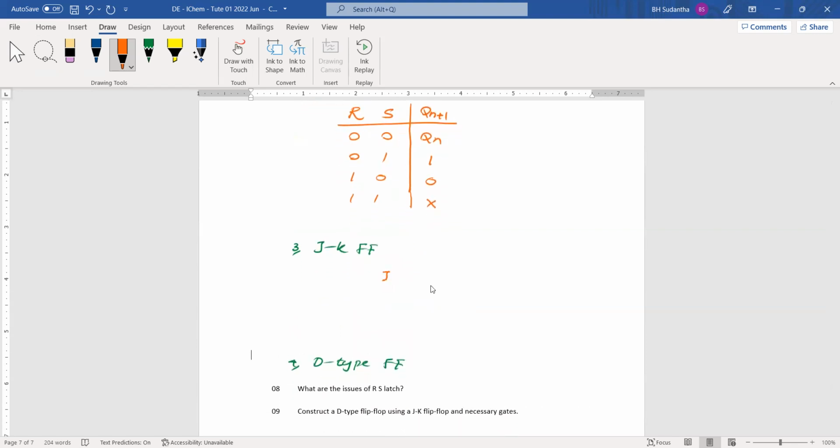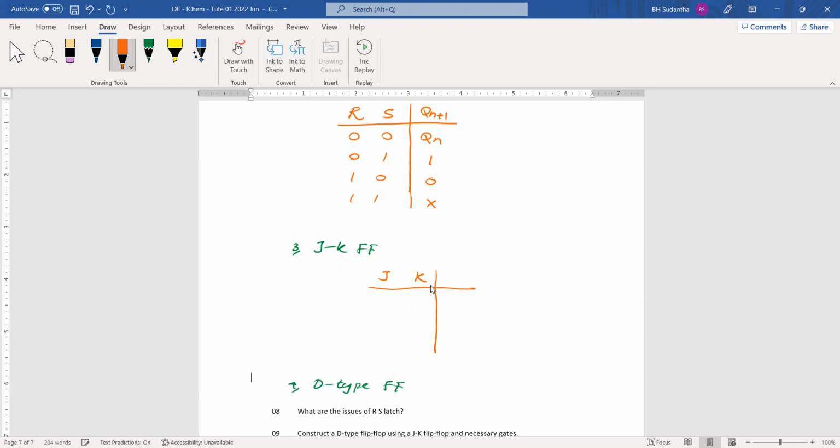JK flip-flop, this is J, K, and with this, we are finding a solution for this last combination. That is the difference between clocked RS and JK. This is 0, 0, 0, 1, 1, 0, and 1, 1. This is previous, 0, 1, this is Qn bar.